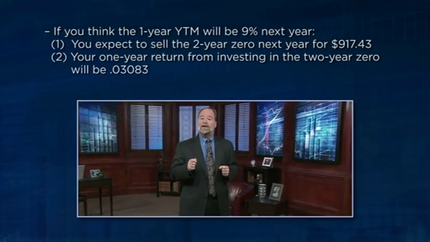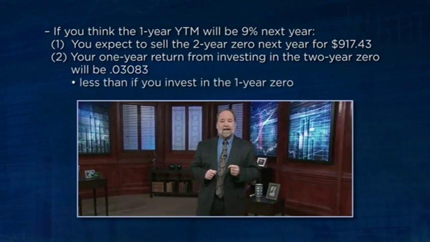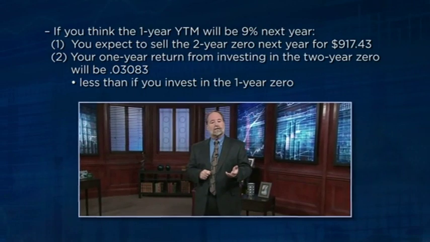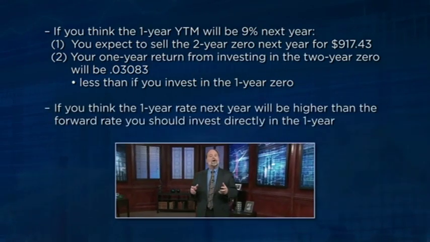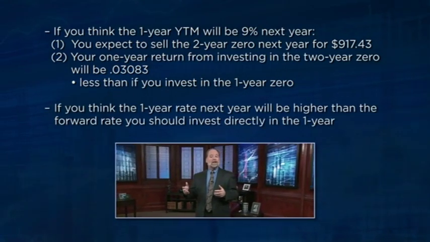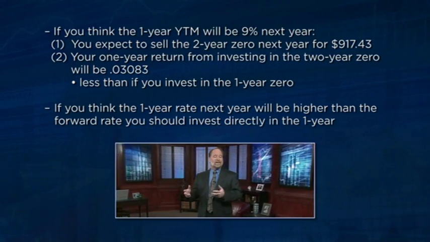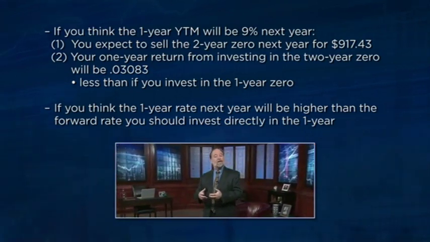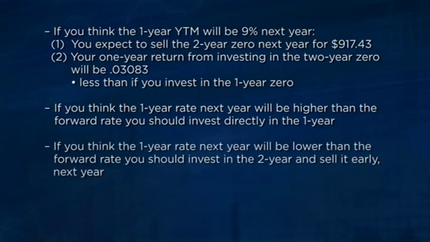I'm sorry, it'll be 3.083%. That is, it will be less than if you were to directly invest in the 1-year zero. So if you think the 1-year rate next year will be higher than the forward rate, for example, 9% versus 8.038%, then you should invest directly in the 1-year. But if you think the 1-year rate next year will be lower than the forward rate, for example, 7% being lower than the 8.038%, then you should invest in the 2-year and sell it early next year.